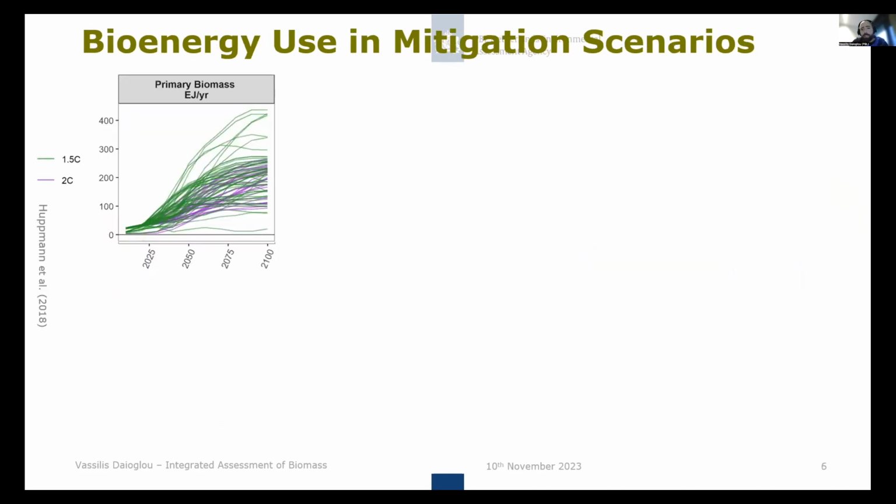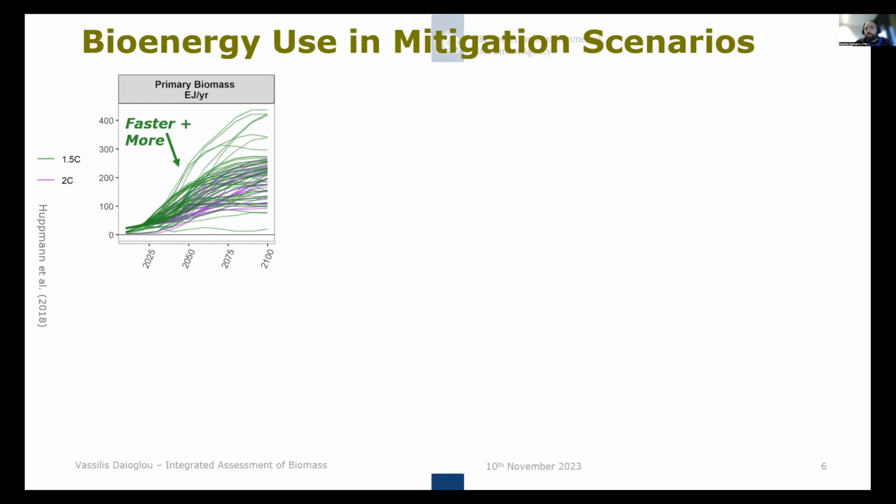So moving on to what these models say about bioenergy in mitigation scenarios, here are some results from an IPCC special report focusing on 1.5 degree scenarios and 2 degree scenarios concerning bioenergy use. So here we see the primary bioenergy demand for scenarios that either meet the 1.5 target in green or that meet the 2 degree target in purple. And the first thing that we see by comparing the purple and the green lines is that when you try to meet the 1.5 degree target, you're using more bioenergy and you're using it earlier on.